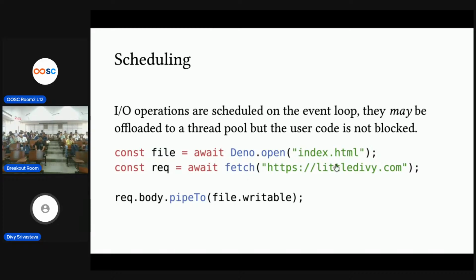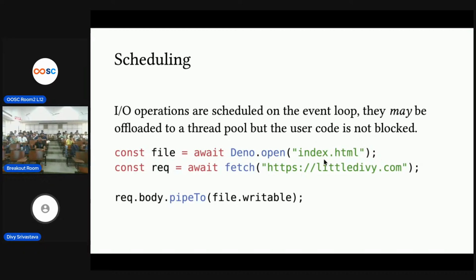Then we call fetch on a website, and what it will do is connect to this website and then give us the response back. And then in the next line, we read the response body and pipe it to the file. So it will write all of the stuff that's in this website to index.html. You can break this into two parts. The first part is these two statements, which open the file and then connect to the web server. And then the third statement is where we pipe the request body to the file.